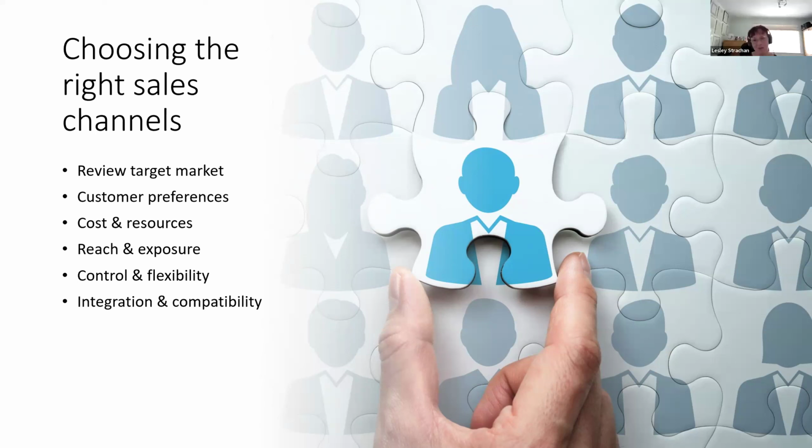Look at the reach and exposure. Consider the reach and exposure offered by each sales channel and how many products they currently sell for you. How well does that align with your business goals and objectives, or is there a better way?